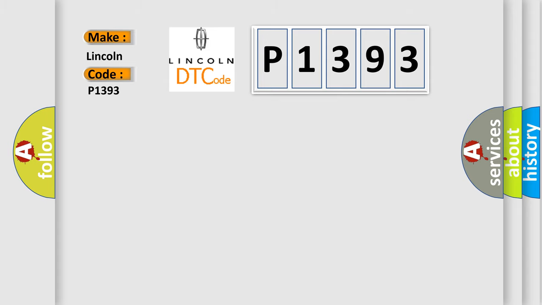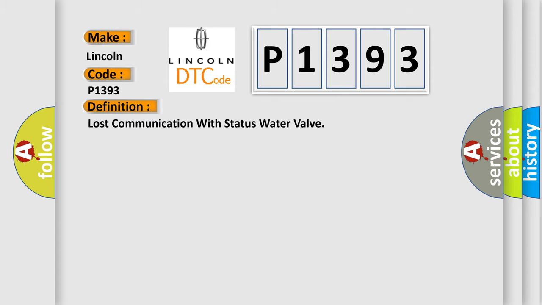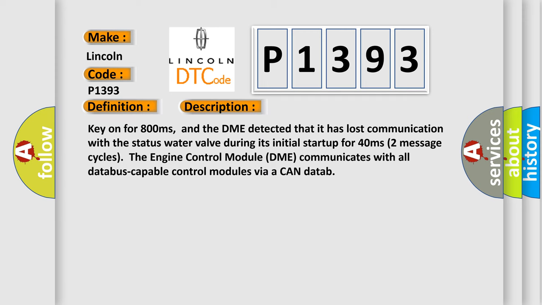The basic definition is lost communication with status water valve. And now this is a short description of this DTC code. Key on for 800 milliseconds, and the DME detected that it has lost communication with the status water valve during its initial startup for 40 milliseconds, 2 message cycles. The engine control module DME communicates with all databus-capable control modules via a CAN databus.